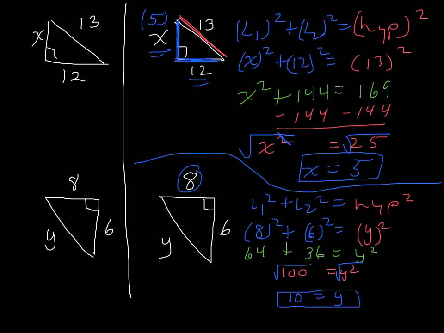And if you're wondering, yes, you always do square root both sides. You have to get rid of this y squared right here. And the only way to get rid of that square is by doing the square root symbol. Okay, moving on to the next problem.